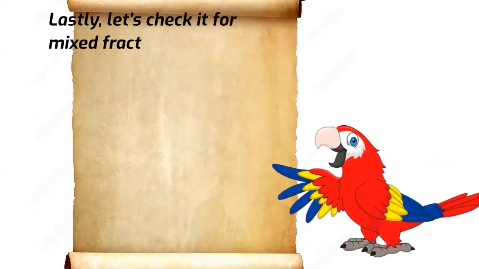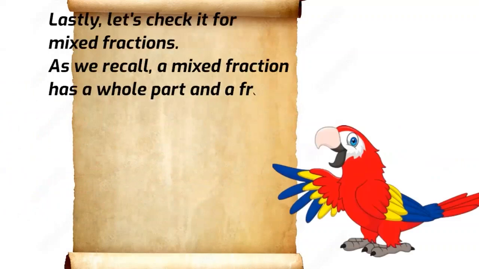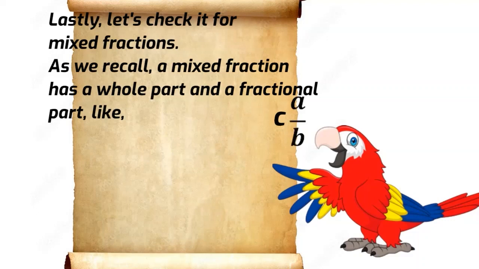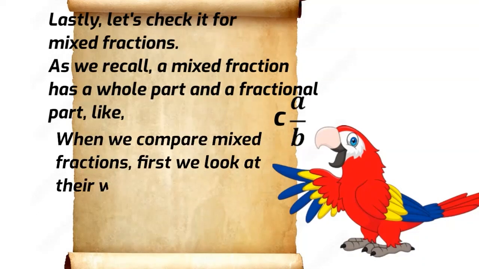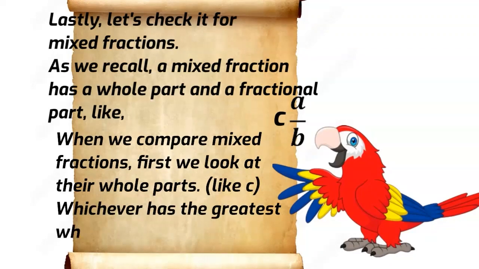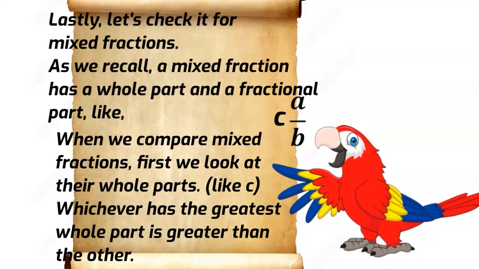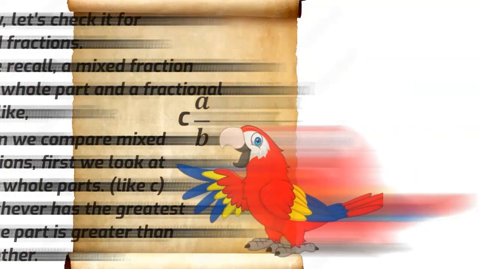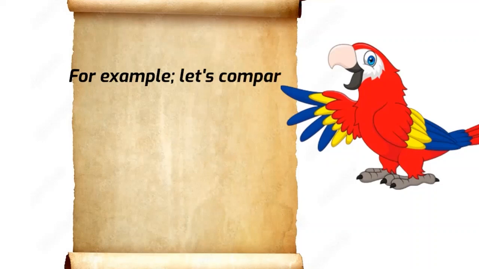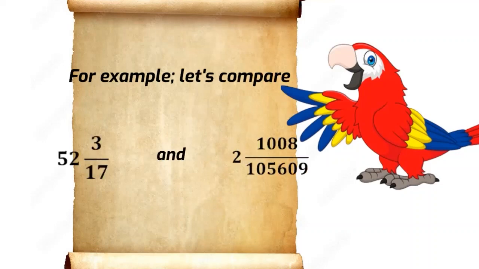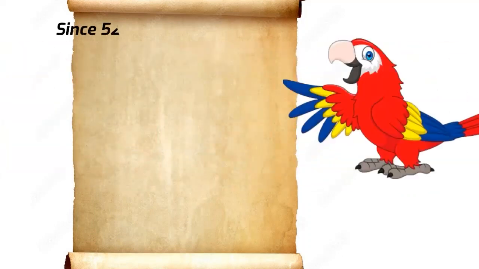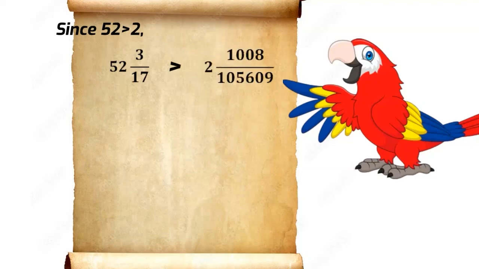Lastly, let's check it for mixed fractions. As we recall, a mixed fraction has a whole part and a fractional part, like C and A over B. When we compare mixed fractions, first we look at their whole parts. Like C, whichever has the greater whole part is greater than the other. For example, let's compare 52 and 3 over 17 with 2 and 1008 over 105,609. Since 52 is greater than 2, the first fraction is greater.